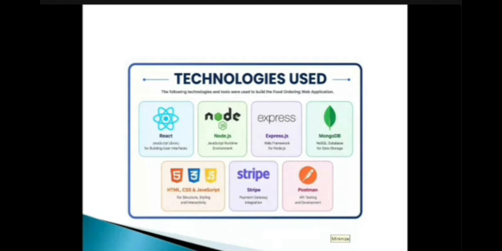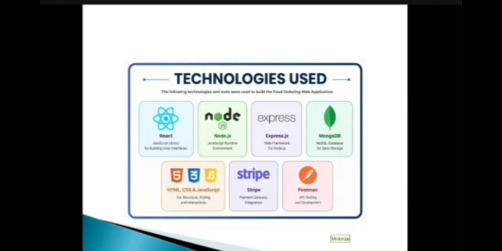React.js is used to build the front end of the application, which is the user interface. It is responsible for displaying pages such as home page, restaurant listing, menu, cart, and orders. It follows a component-based architecture, which makes the code reusable and easy to maintain. It also allows dynamic updates without reloading the page.